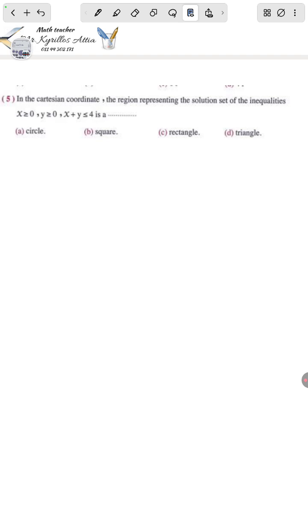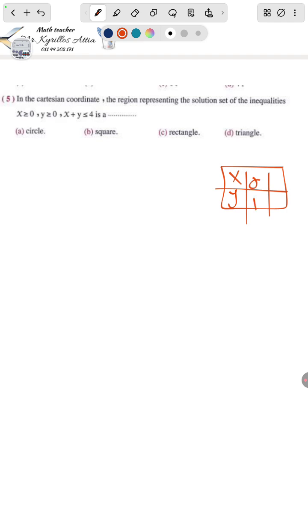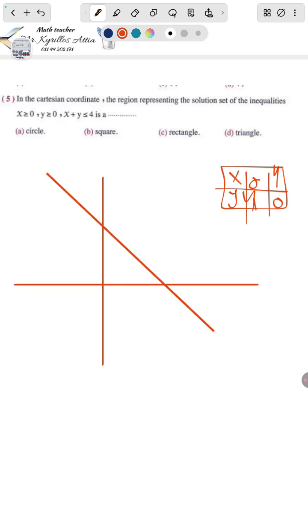In the Cartesian coordinate, the region representing the solution set of the inequalities x greater than 0, y greater than 0, x plus y less than or equal to 4. We can draw x plus y less than or equal to 4: at x equals 0, y equals 4, and at y equals 0, x equals 4. When drawing, it will be here x equals 0 and y equals 4, and y equals 0 and x equals 4, so this shape is a triangle.